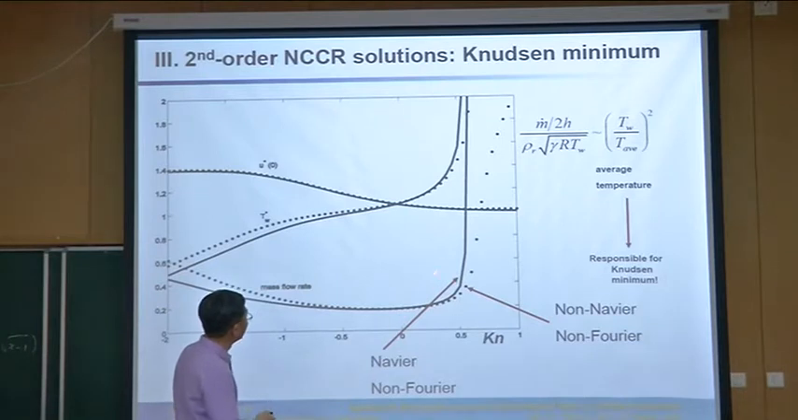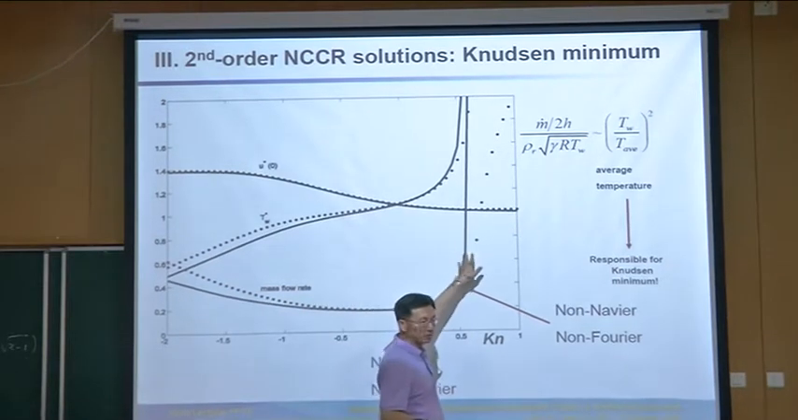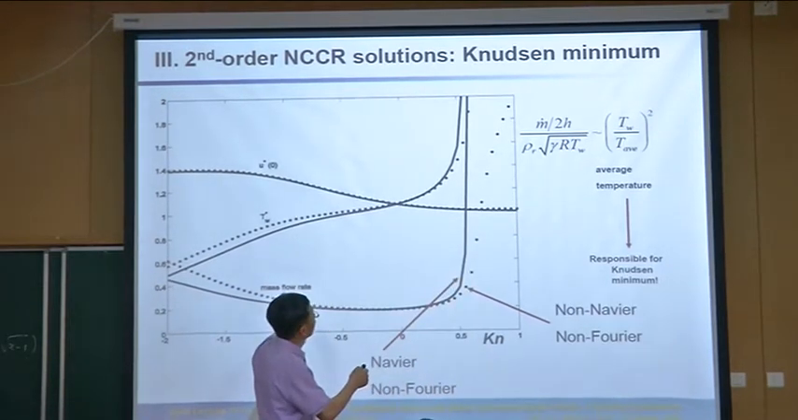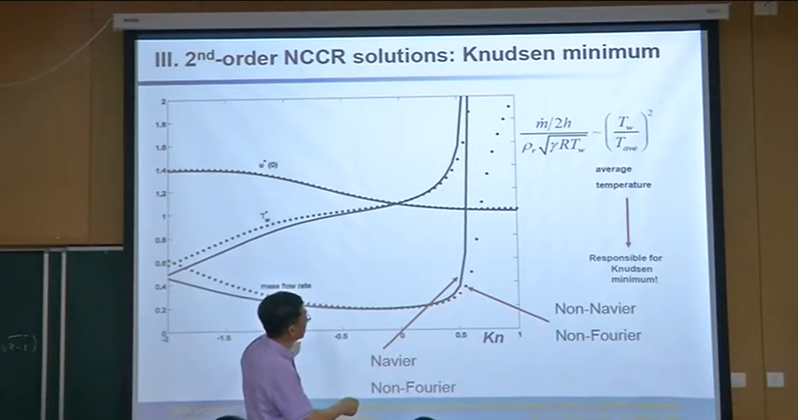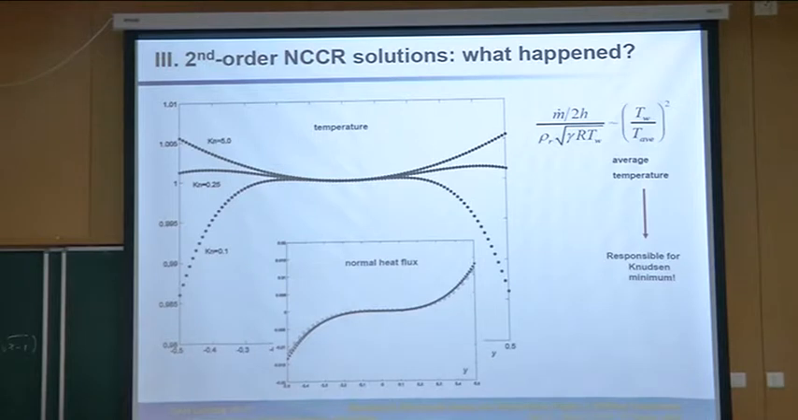So again, the dark line is the second order true solution. As you can see, this term is right, and at the same time we have the Navier, non-Navier. Therefore, those extra non-Fourier terms are responsible for the temperature central minimum and the Knudsen minimum. The last slide shows the heat flux from cold to hot.